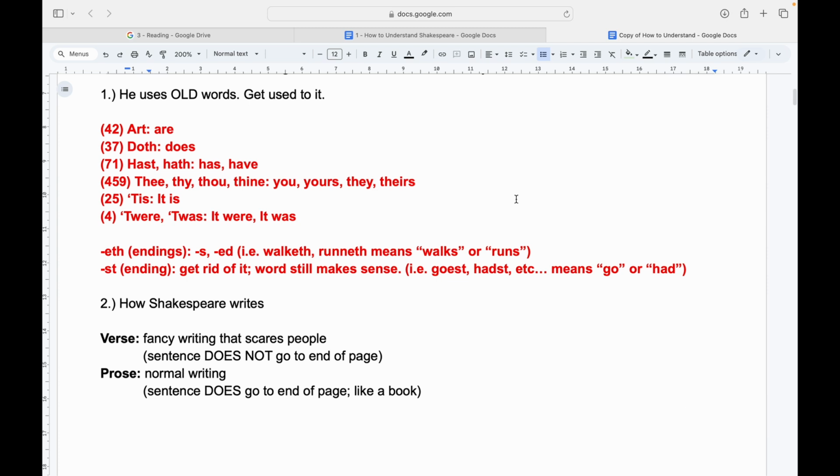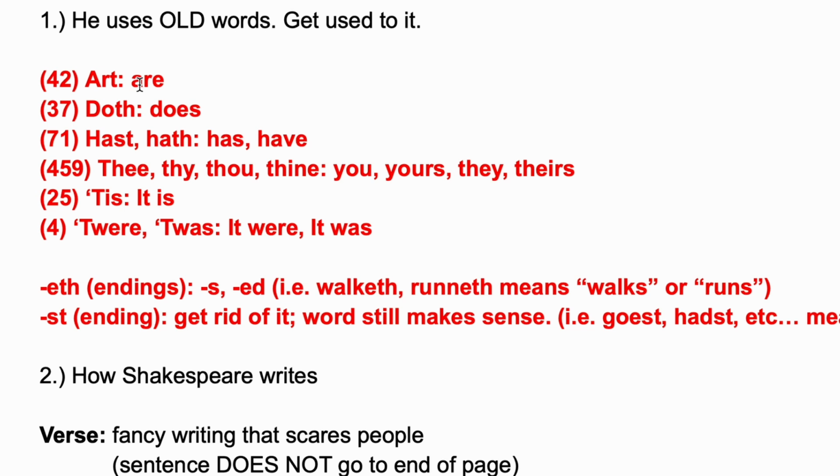you're going to understand Shakespeare. If you know that art actually means are, like how are you doing? Doth simply means does. That appears 37 times in the text. Hast or hath is has or have, but that pales in comparison with 459 times with thee, thou, thy, thine, which is more or less you, yours, they, or theirs. 'Tis, where Shakespeare has gotten rid of the I at the beginning, means it is, which therefore means 'twere and 'twas mean it were and it was.